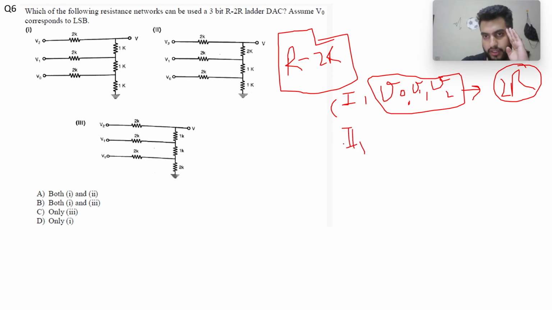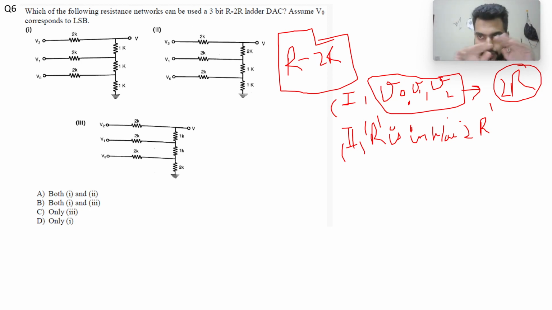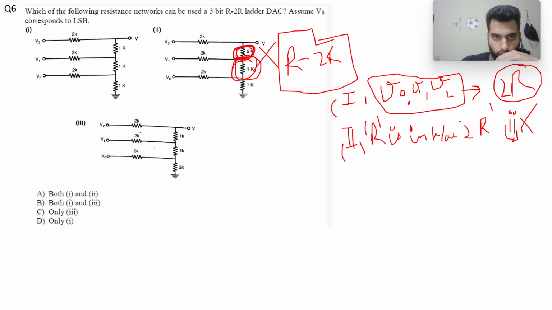Number two condition is that the resistor R is in between the 2R resistors. So this one follows, this one doesn't follow. Sorry, this one doesn't follow. So network 2 does not follow. And this one follows, so R is between 2R and 2R, R is between 2R and 2R.